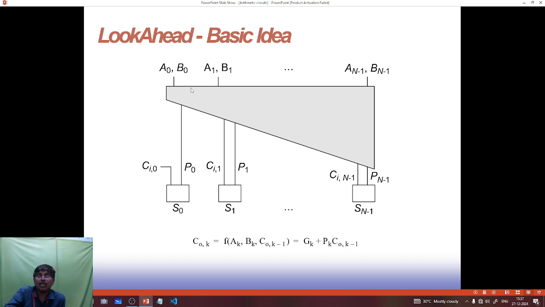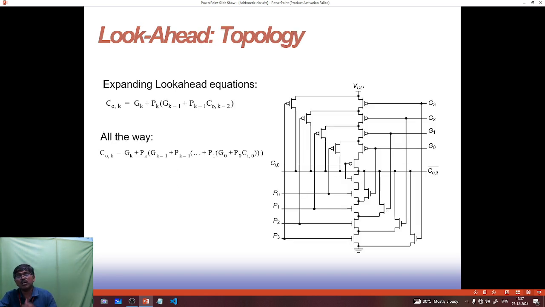So this is the input given as A0, B0, A1, B1, up to A n minus 1, B n minus 1, and there is a sum, and there is Ci0. Propagate means A XOR B, and Ci1 propagates to the sum, until Ci of n minus 1 into P n minus 1, giving sums S0 to S n minus 1. So this is the look-ahead topology for the look-ahead equations.